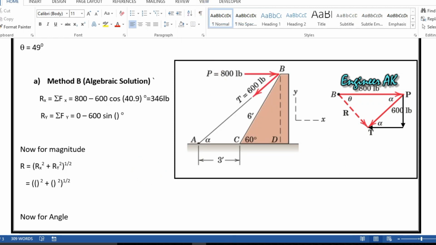And similarly, if I talk about the forces along the y direction, you can see that there is no y component of this force, it is only acting in the x direction, so 0, right? And minus this component, you can see that this is in the upward direction, positive y-axis, and down it is negative y-axis, so minus. If this is the cos component, then this will be the sine, 600 sine of alpha, and the alpha was 40.9 degrees.